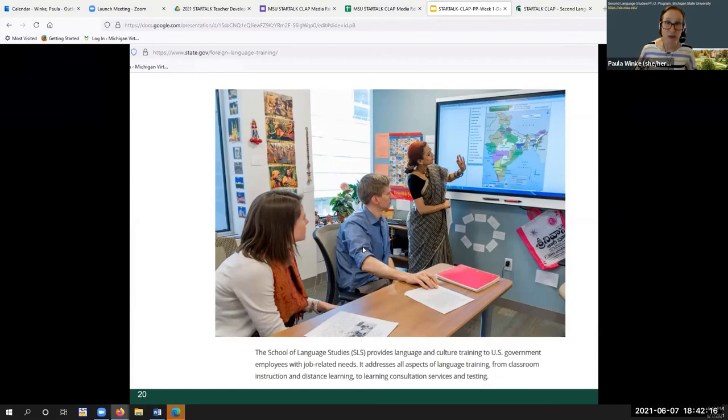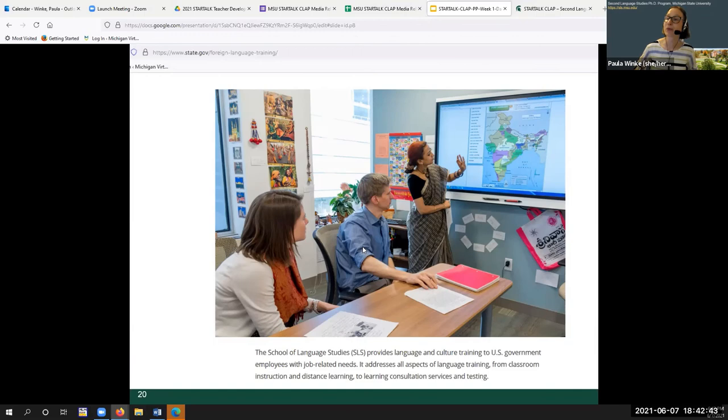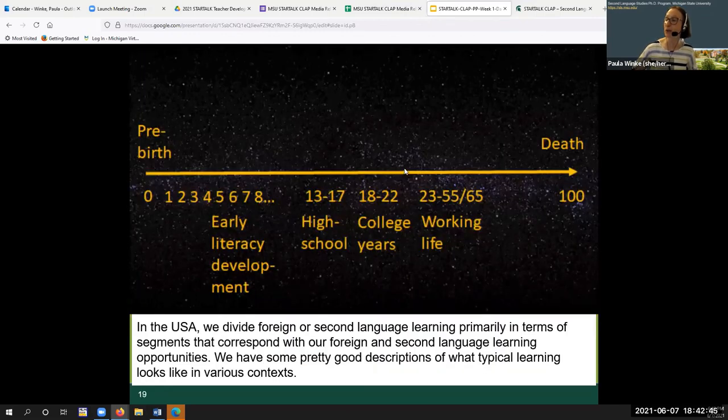So I also do a lot of work with the Foreign Service Institute. I'm on a panel that's helping them revise the tests that they use for American diplomats and foreign service personnel. So they have a School of Language Studies, and it provides language and culture training to US government employees with job-related needs. And it addresses all aspects of language training. So we kind of know where we are when we're testing adults. So where we are is we're talking about the working life.